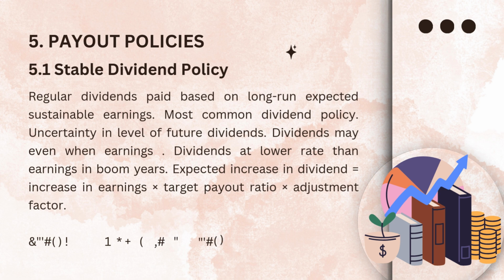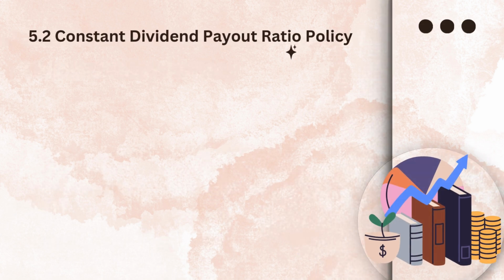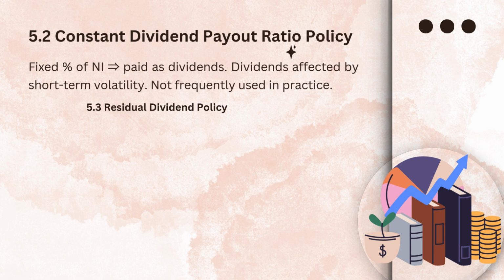5.2 Constant dividend payout ratio policy. A fixed percentage of net income is paid as dividends. Dividends are affected by short-term volatility. This policy is not frequently used in practice.